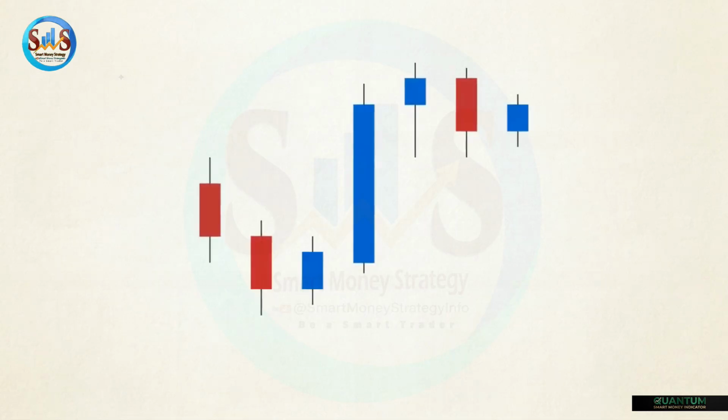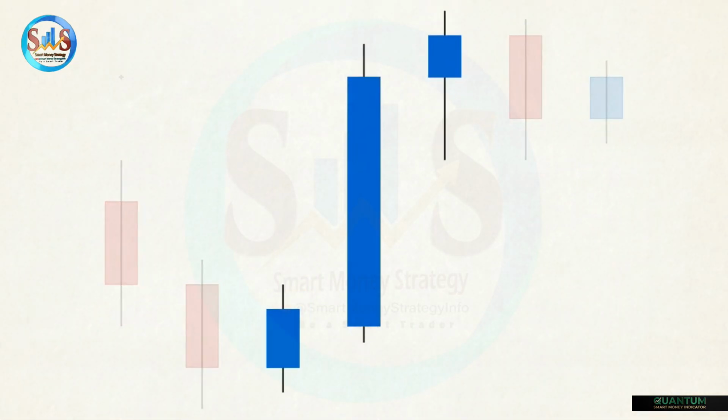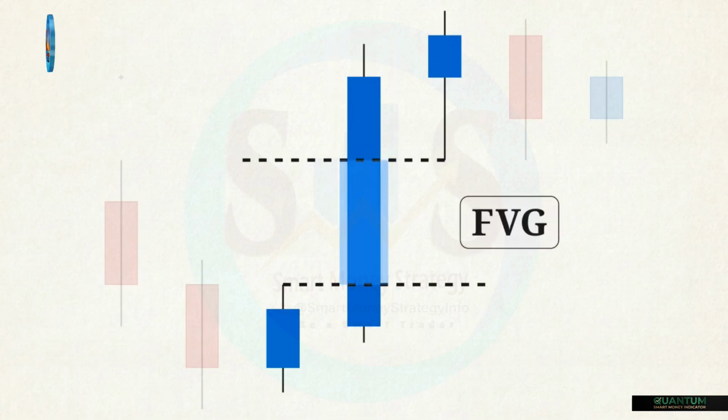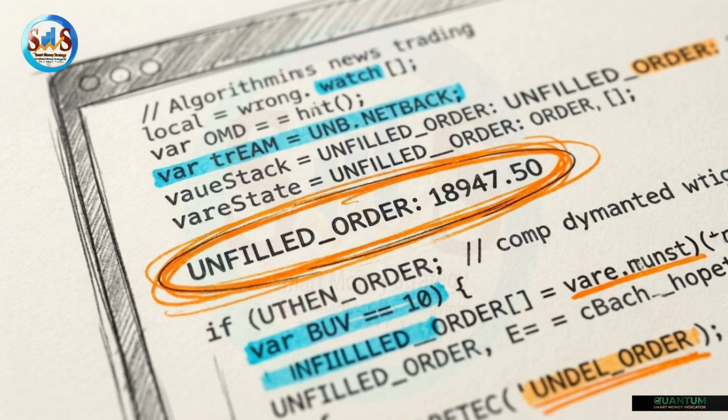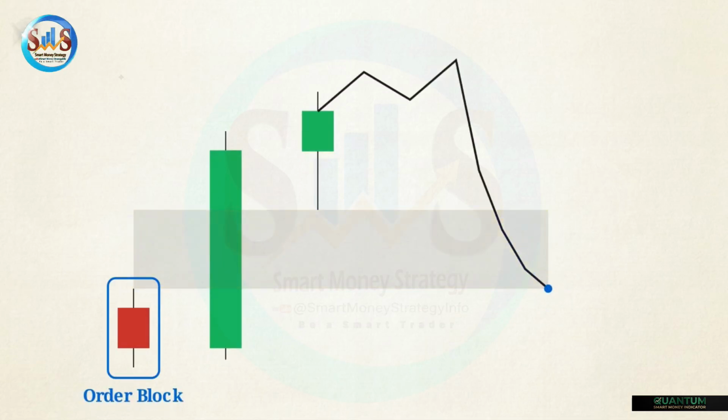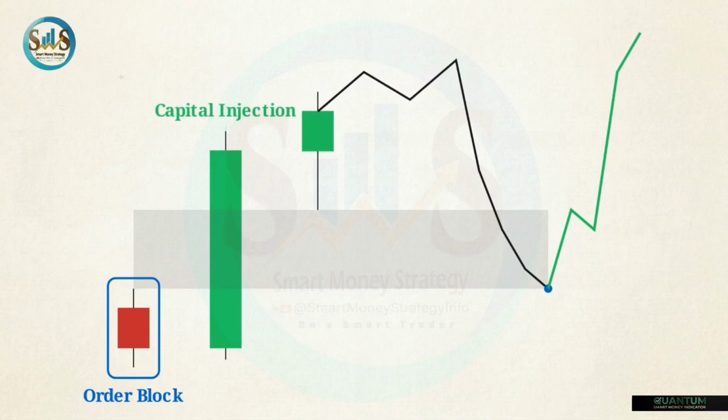To find the institutional footprints, we zoom in on the 3-candle sequence launching the reversal. Look at this explosive middle candle. Because the first candle's top wick and third candle's bottom wick don't overlap, they leave an empty pocket, a fair value gap. Market algorithms prioritize efficiency. They treat these empty spaces as gaps that need to be filled. Price will typically return to this zone to rebalance the market. Directly beneath that gap is the order block, the final down-close candle printed right before the aggressive capital injection.